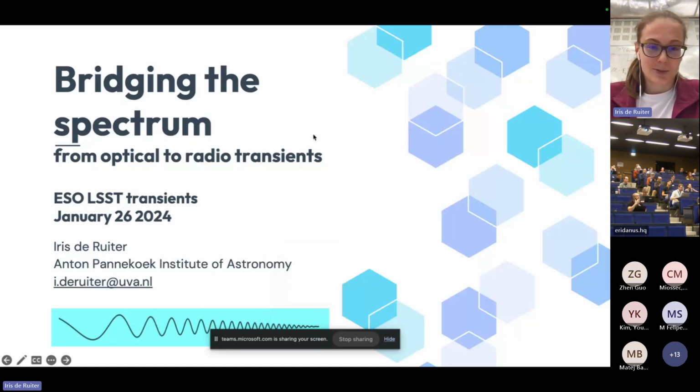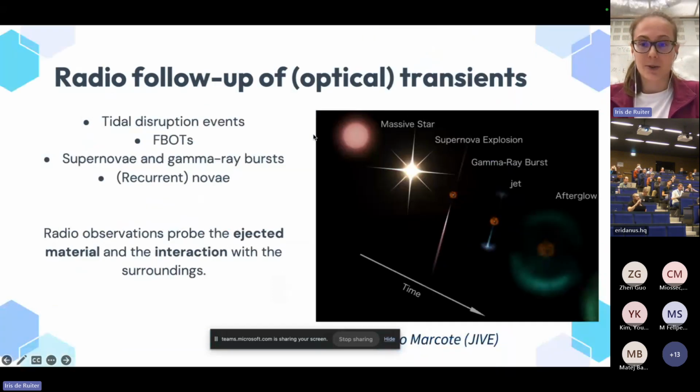Bridging the spectrum, going from optical to radio. First I want to hopefully reiterate why radio is important, even to everyone working on optical transients. Some of the transients we work on, we've heard a lot of them already, include tidal disruption events, fast blue optical transients, and afterglows of supernovae and gamma ray bursts.